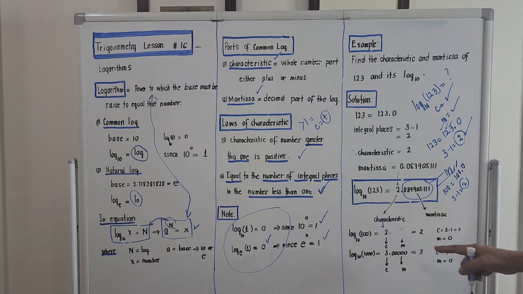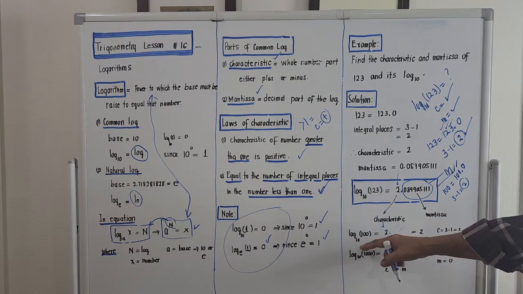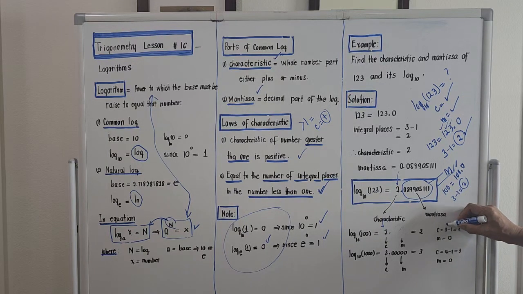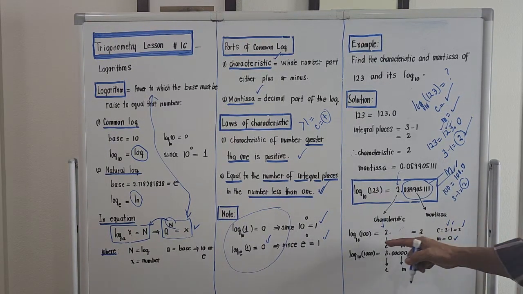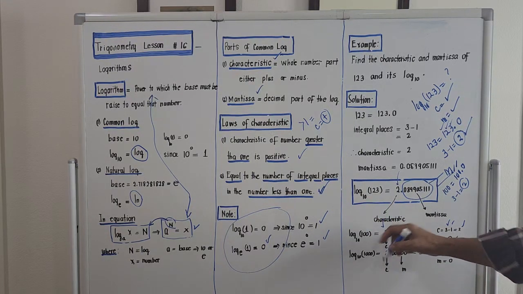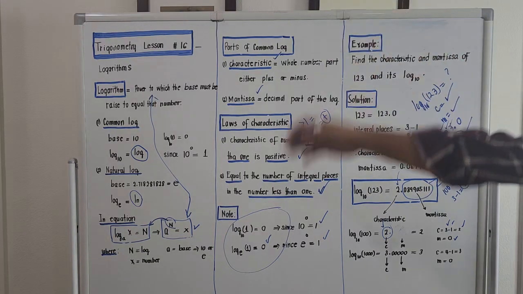Okay? That's why I place it here, the common logarithm of 100 with the base of 10. The characteristic will be 3 minus 1, which is 2, and the mantissa will be 0. So the logarithm of 100 with the base of 10 is actually 2. Okay, as simple as that, by using this concept here.